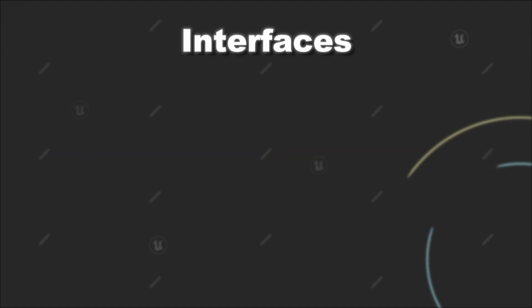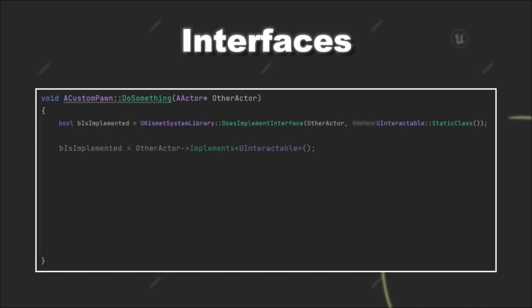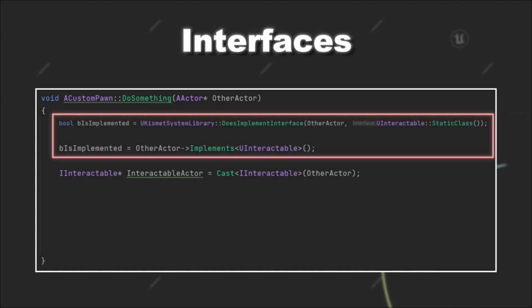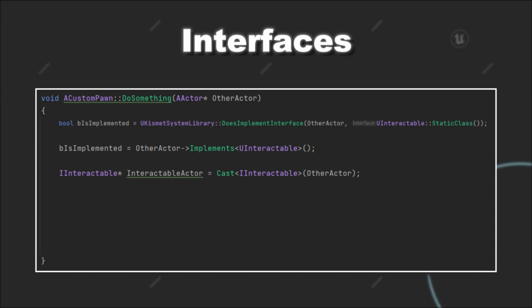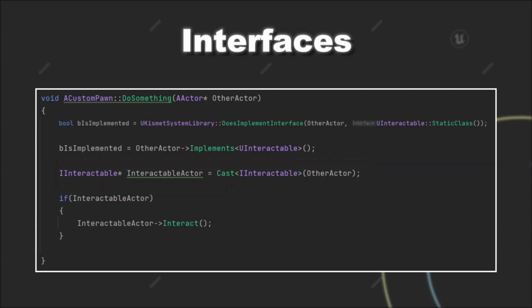In other situations, you might have an actor passed into a function and need to check if it implements an interface. For that, you could use one of those options. The first two options return a boolean that is true if the object implements the interface. However, the third option returns a pointer that is only valid if the object implements the interface. This allows you to call the functions of the interface in the following steps.